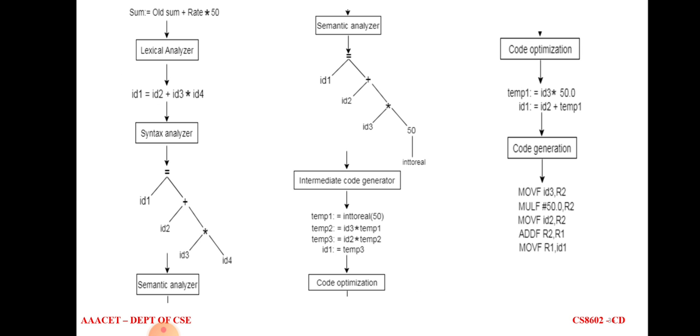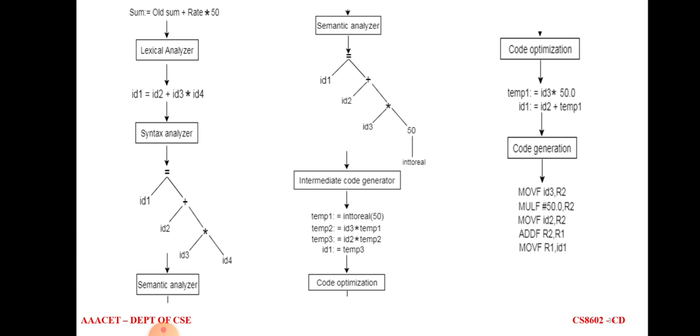In this example, we are going to see how a single statement passes through all 6 phases, what the output is for each phase, and how each phase takes the input from the previous phase and finally produces a target program. So there are 6 phases. The first phase is the lexical analysis phase.